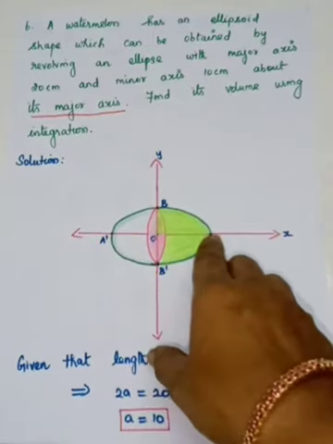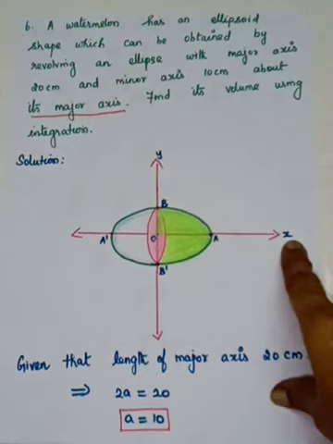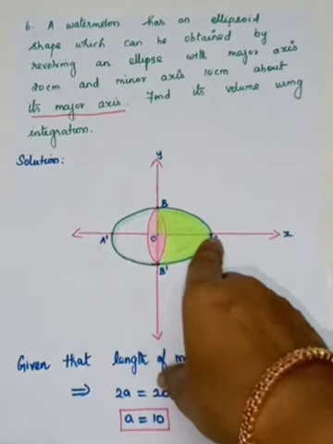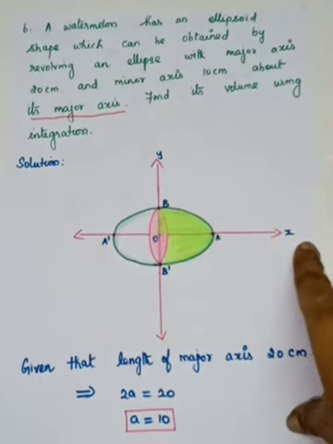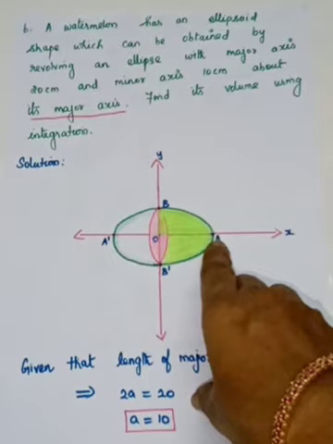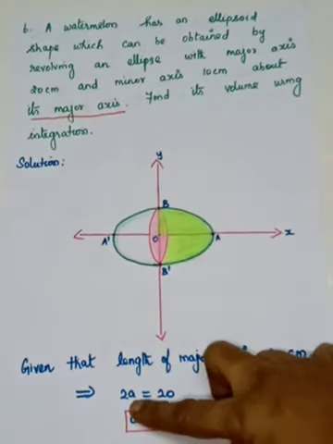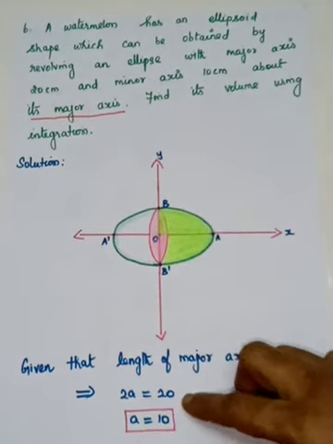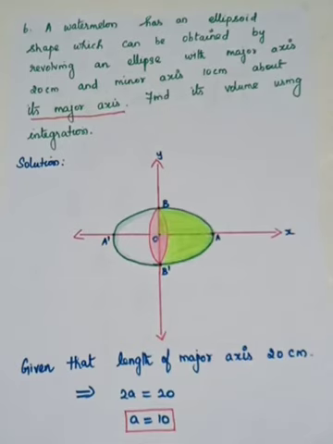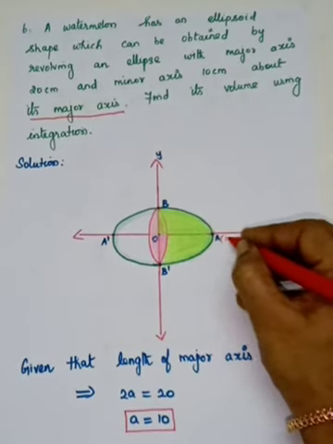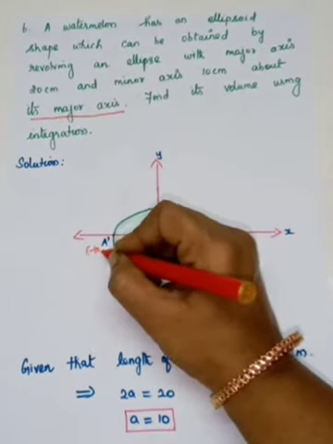What is the major axis? We have taken the major axis along the x-axis. So the length of the major axis, A dash A, is along the x-axis, and it is given as 20 centimeter. The length of the major axis is 2a, so 2a is equal to 20, and a is equal to 10. Therefore this point is (10, 0), and here you will have this point (-10, 0).